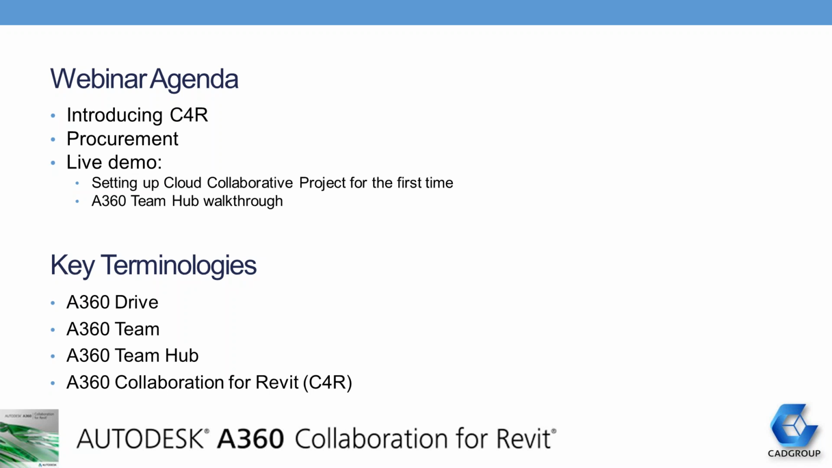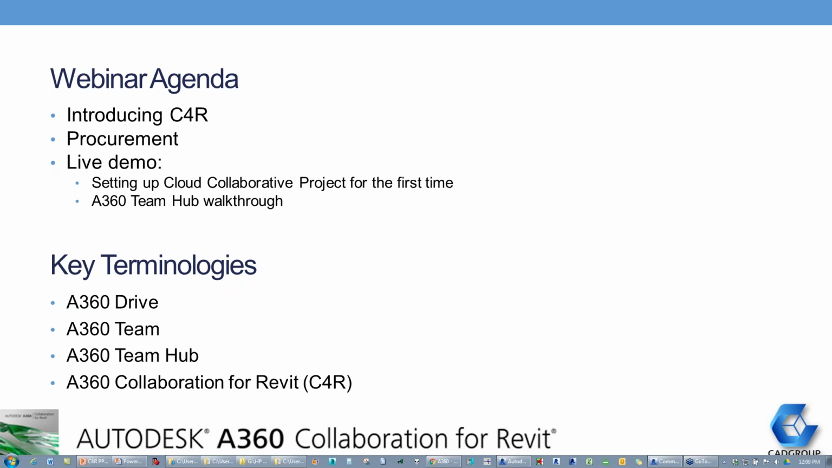A360 Drive, basically it's a centralized internet storage. So all project-related PDFs, DWGs, all the files can be hosted in a centralized location. So its function is no different to a Google Drive or Dropbox. A360 Team brings in more functionality such as markups and revision management, and the A360 Team Hub is the online hub you set up as soon as you purchase A360 Team. And so that gives you more control to manage different people, how they collaborate, and what level of access they get inside the project.